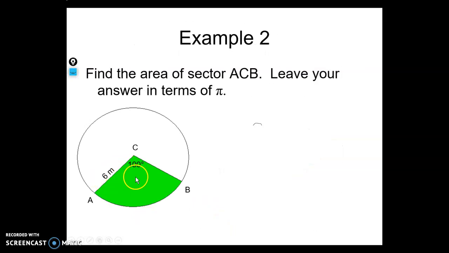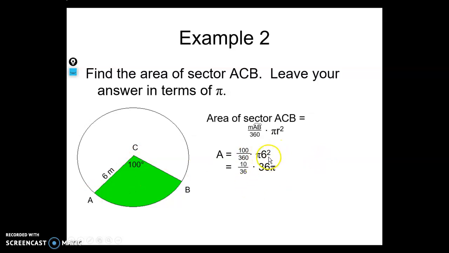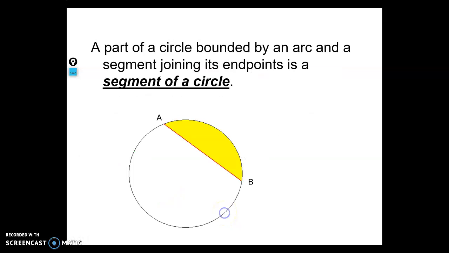Let's go ahead and do this here. First we're going to start by writing the fraction of the circle that this is, which is 100 over 360. Then you multiply it by πr squared. Of course, if they don't give you the radius, you have to halve the diameter. So 6 squared is 36. These 6's cancel nicely, so the area of our sector is just 10π meters squared.